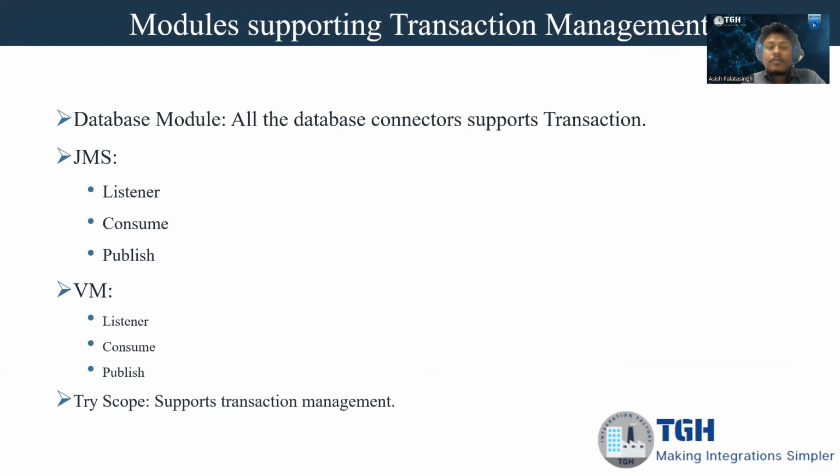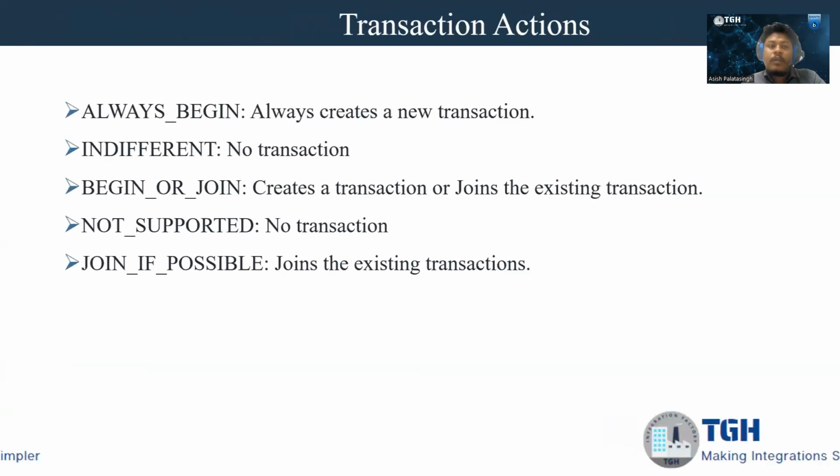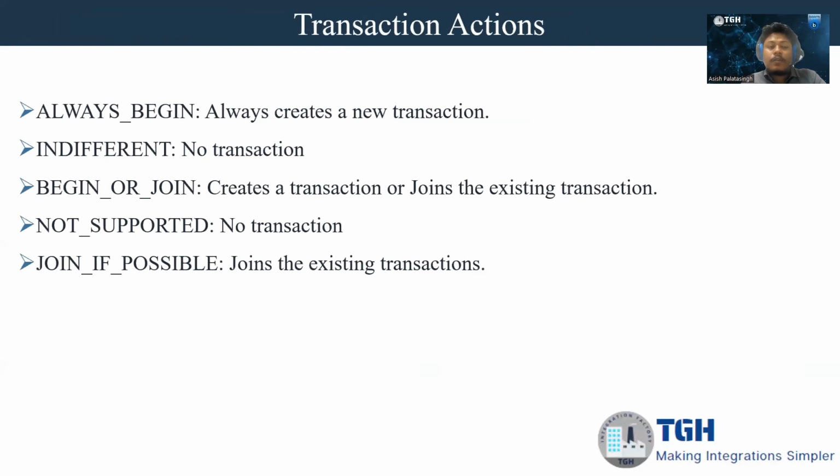Now let's see the transaction actions we have in MuleSoft. There are basically five transaction actions. One is Always Begin, which always creates a new transaction. Second is Indifferent, where basically no transaction is created. Then we have Begin or Join, where it creates a transaction or joins the existing transaction. Then we have Not Supported, which again means no transaction is supported. And then we have Join If Possible, which joins the existing transaction if you choose it.